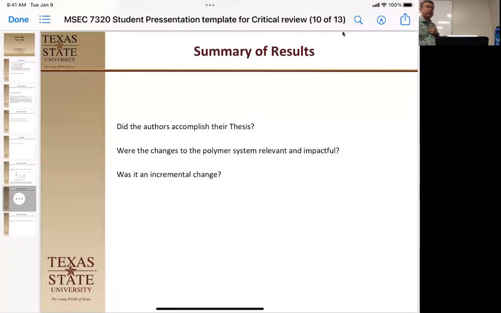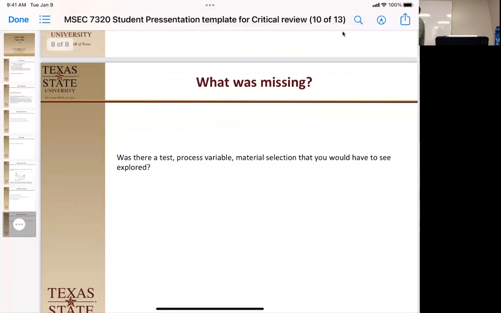Because the next thing we're going to talk about is what's missing, which might be covered in their follow-on work. But we want to know what's missing, what test or process or material selection did they not do? Did they do 5, 10, and 20? What happened to 15? 15 is usually good numbers. So what was missing? What could they have done better? What one experiment can you add to support their thesis statement even more strongly?